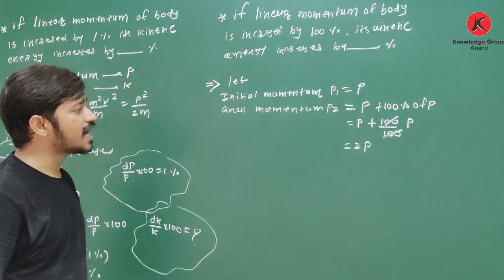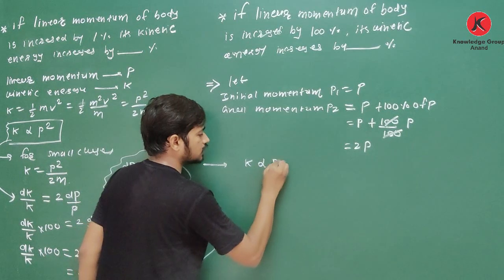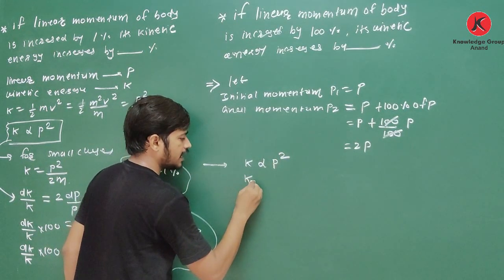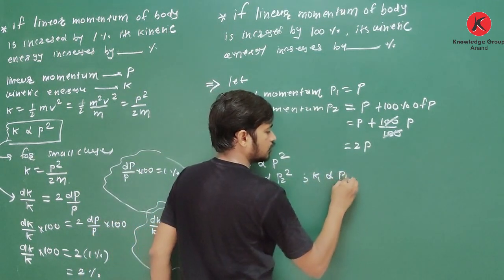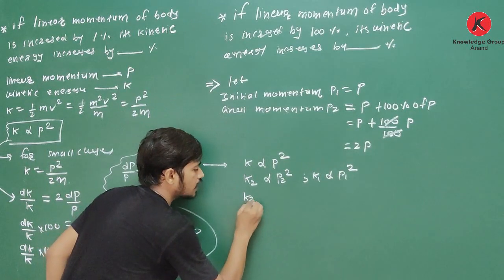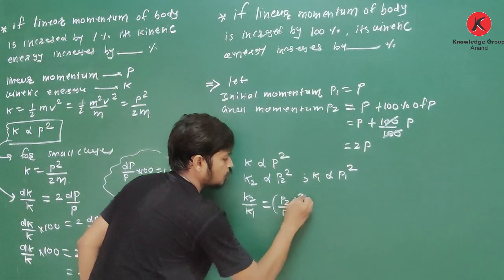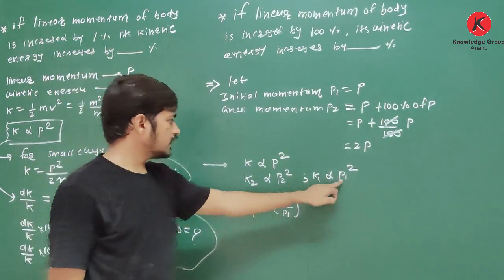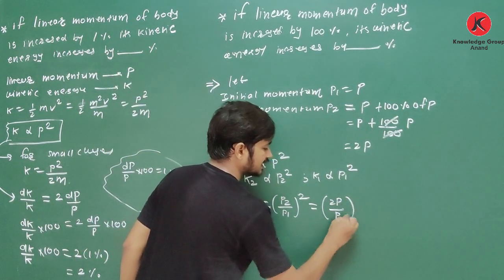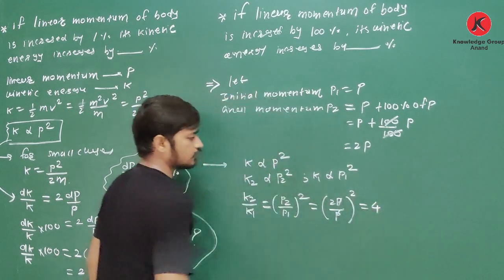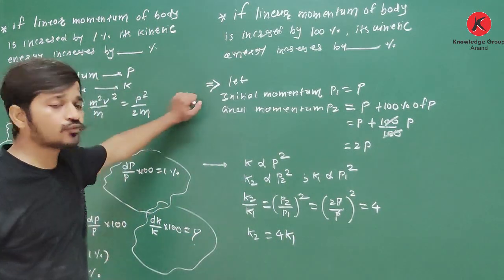Then what is the change in kinetic energy? What is the relation between kinetic energy and momentum? K is proportional to P square. So here K2 is proportional to P2 square, while K1 is proportional to P1 square. Taking the ratio, K2 upon K1 is equal to P2 upon P1 whole square, which is 2P upon P, squared, so it is 4. So K2 is equal to 4K1, meaning kinetic energy becomes 4 times.